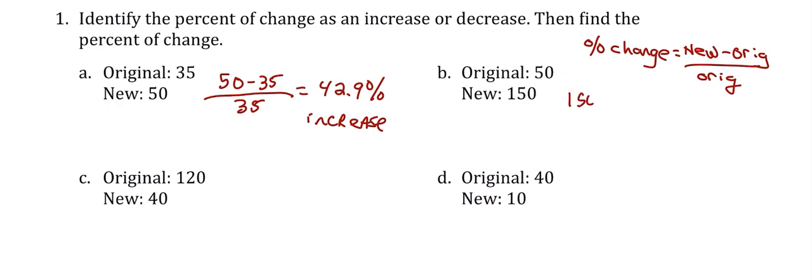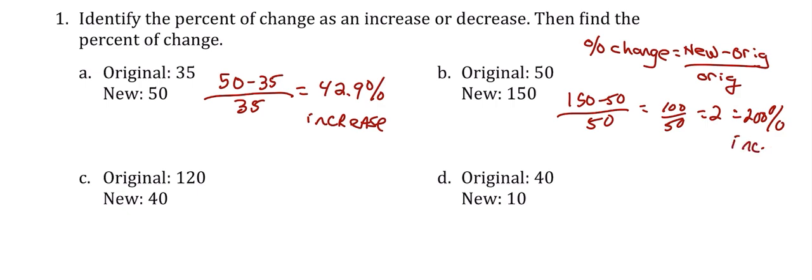The next one, new minus original. 150 minus 50 over the original of 50 gives you 100 over 50, which we know this one you don't need a calculator, which you're going to get 2 on your calculator if you do it, but we know that as a percent that would be equal to 200%. So it's a 200% increase once again.